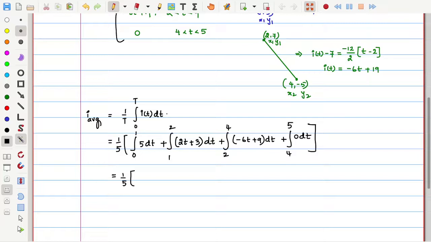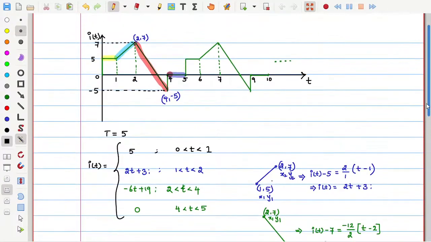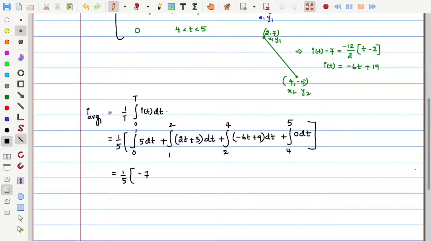5t, 2t plus 3 is correct. Then minus 6t plus 9. I hope I am correct. So I got minus 7, but the majority portion is positive, so that means somewhere there is some mistake. Sir, plus 19, sir, not 9. Yeah, that's what I am looking for. This is not 9, it is 19. Okay, so that's what I am looking for.